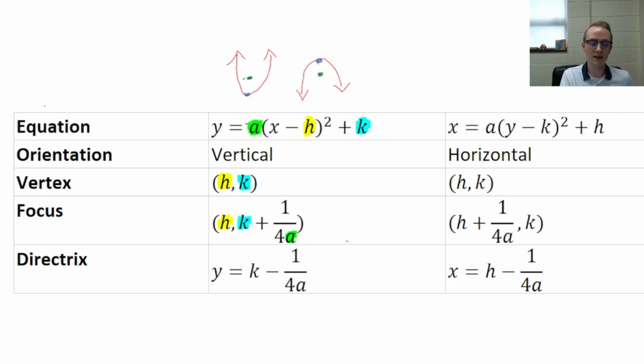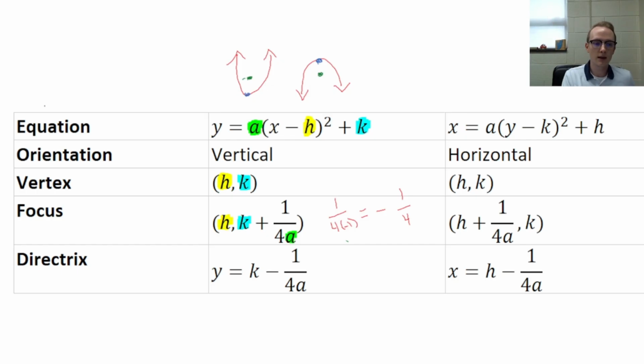It has to be negative. So if this a value right here became negative, then that would flip the parabola upside down and it's going to start opening down. And that's also going to be reflected in the coordinates of our focus, because if a were negative, say it's just -1, then we have 1 over 4 times -1, which is just -1/4, which then makes this k minus 1/4, which is going to move our focus below the vertex.